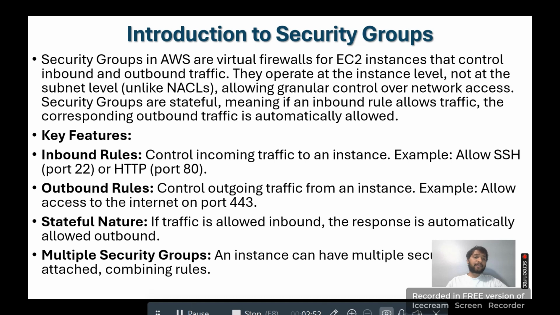Key features: Inbound rules control incoming traffic to an instance. Example: allow SSH on port 22 or HTTP. Outbound rules control outgoing traffic from the instance. Stateful nature: if traffic is allowed inbound, the response is automatically allowed outbound. Multiple security groups: an instance can have multiple security groups attached, combining their rules.